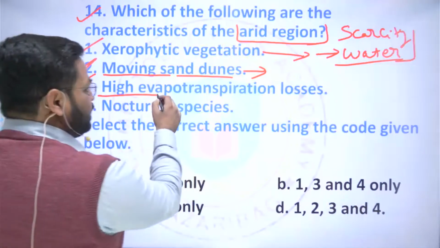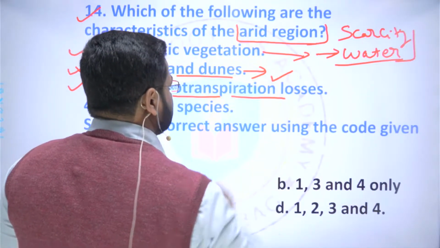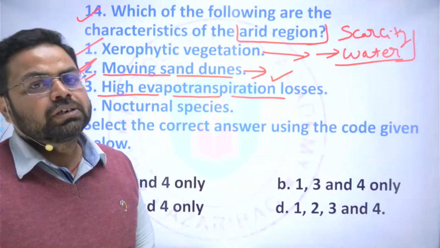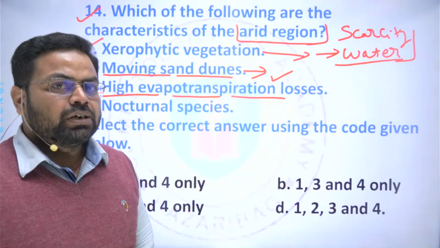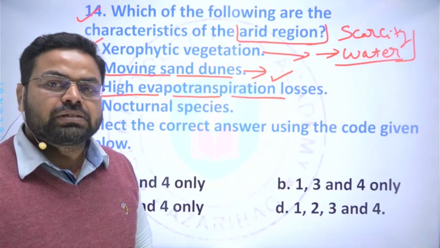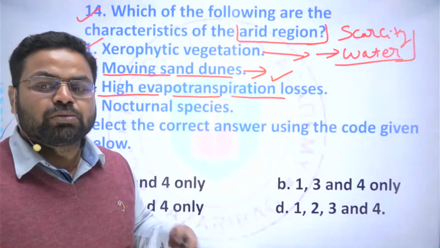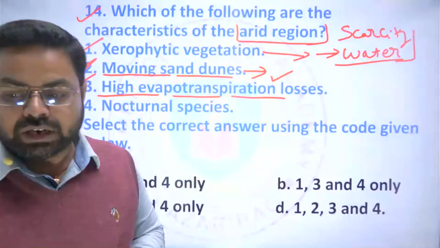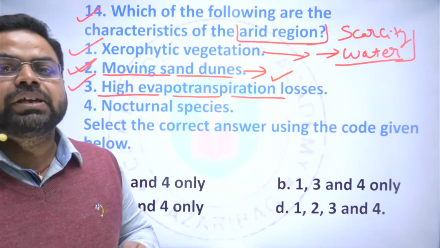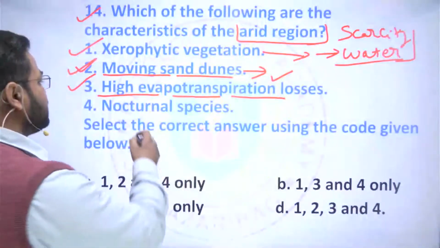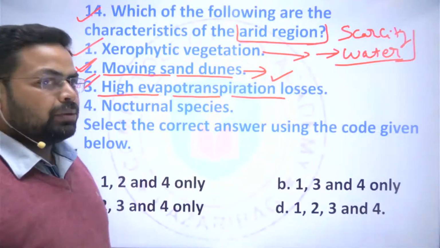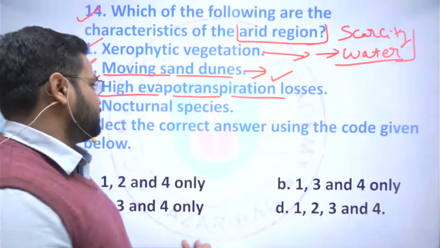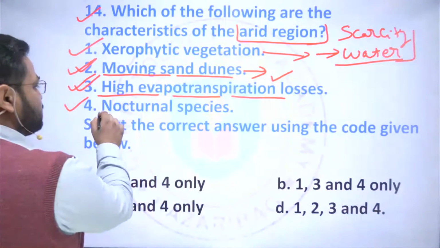Next is high evapotranspiration losses. It is again a correct statement. There is less rainfall. However, due to very high temperature, the plants as well as the animals need more and more water and do more and more respiration to keep their body cool, and that is why there is very high evapotranspiration losses, that is evaporation of water from the plants and animals. Next is nocturnal species.